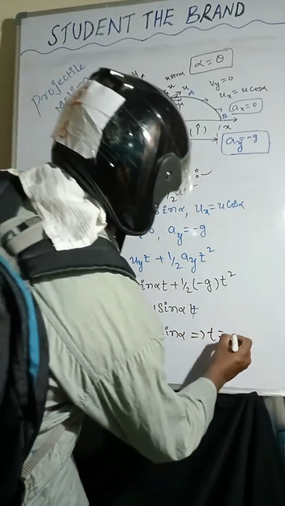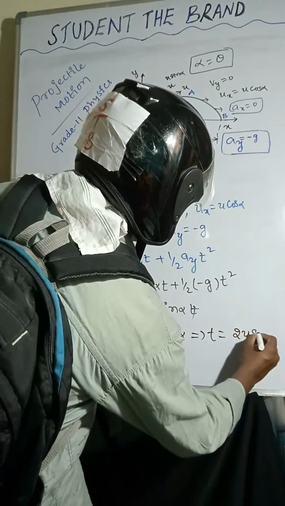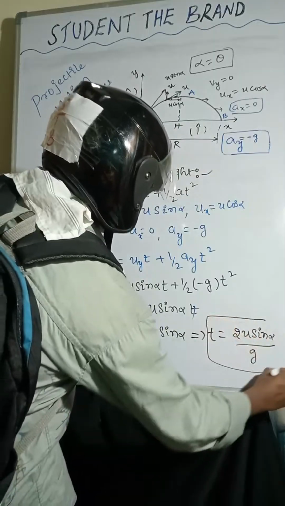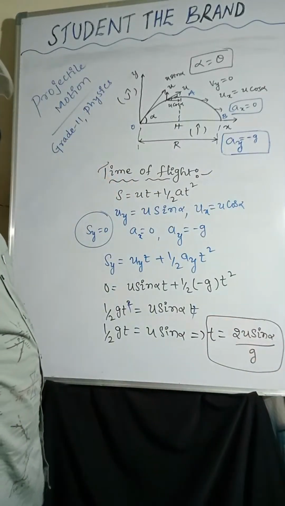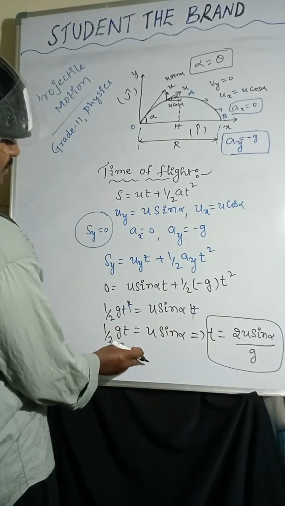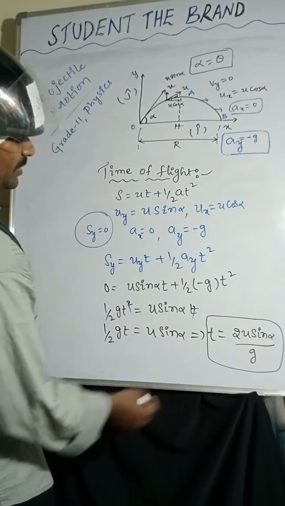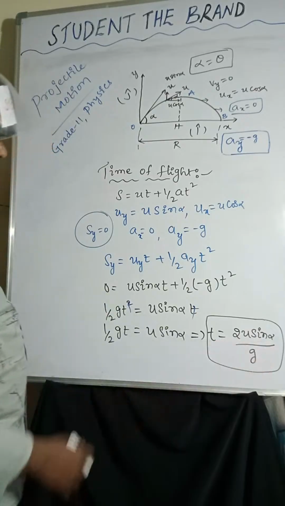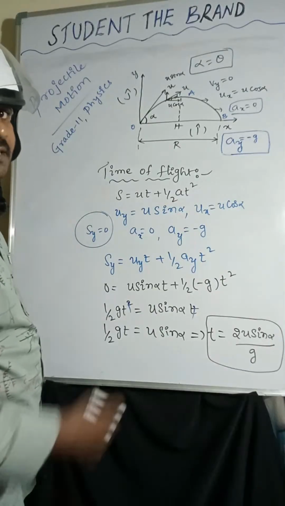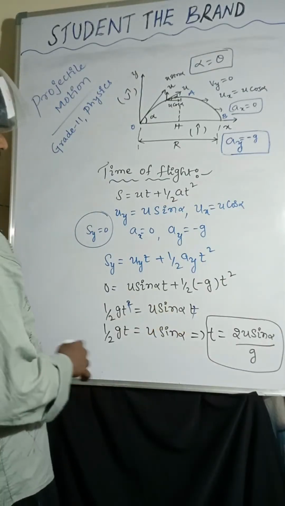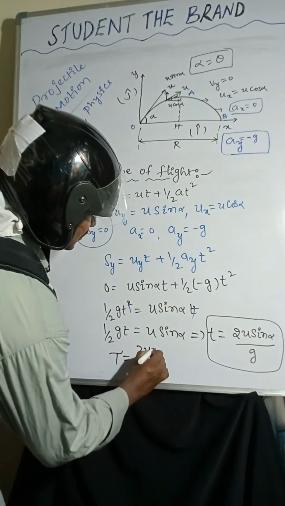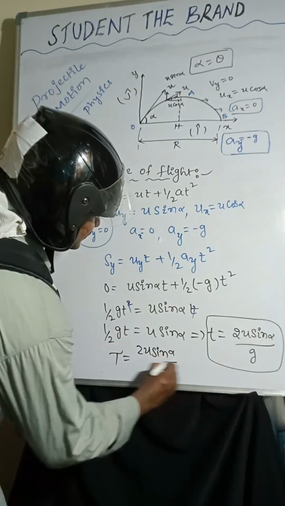So t equal to 2u sine alpha by g. That is the formula. Check once here: 1 by 2 into g into t is u sine alpha, so t equals 2u sine alpha by g. Is it clear? This is the time of flight. So capital T, if you are taking time of flight, is 2u sine alpha by g.